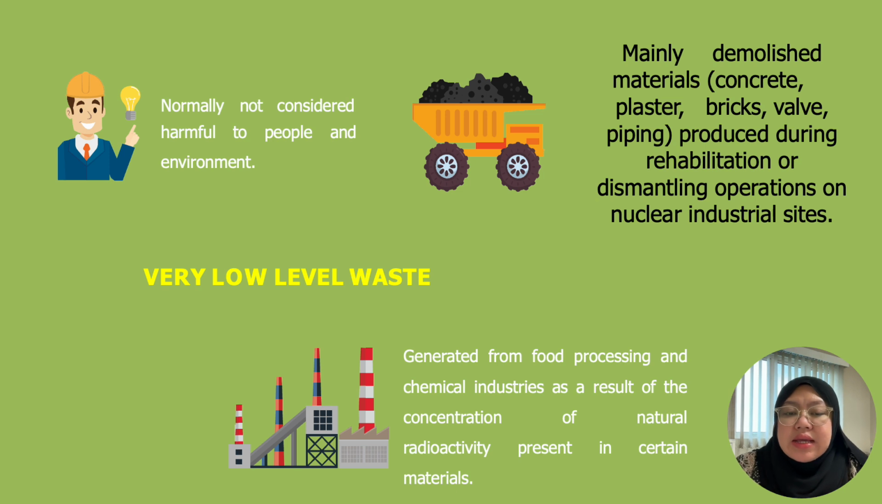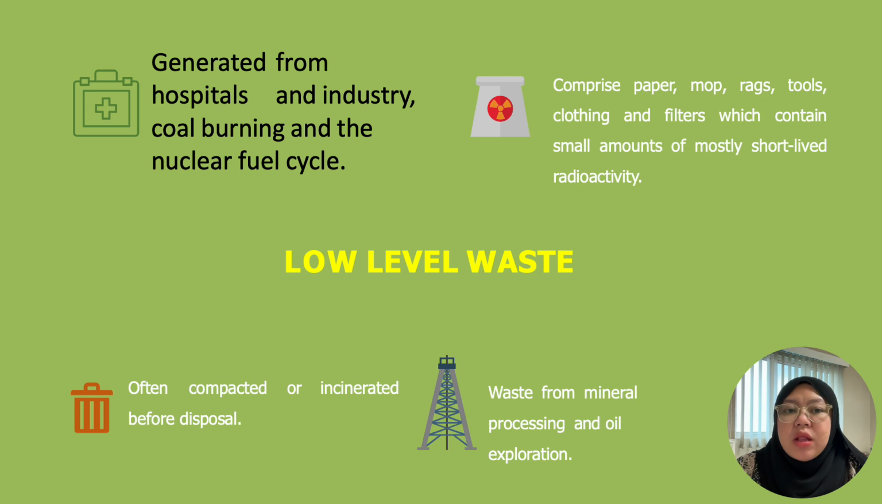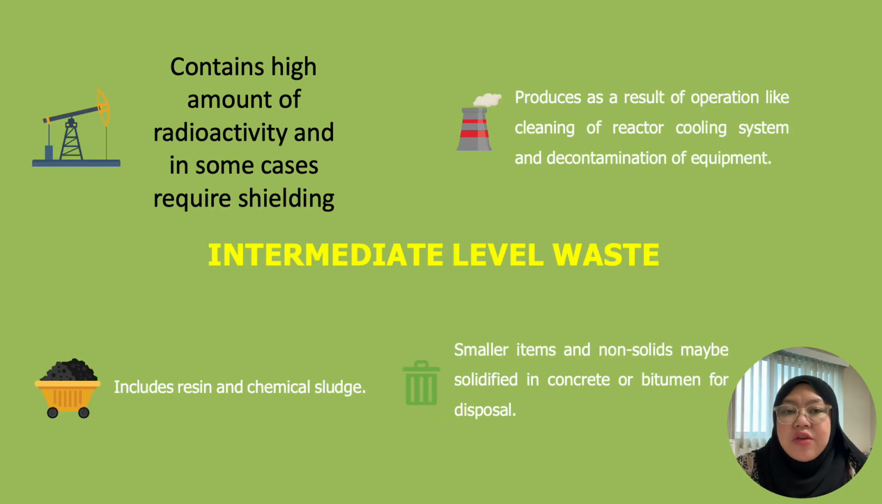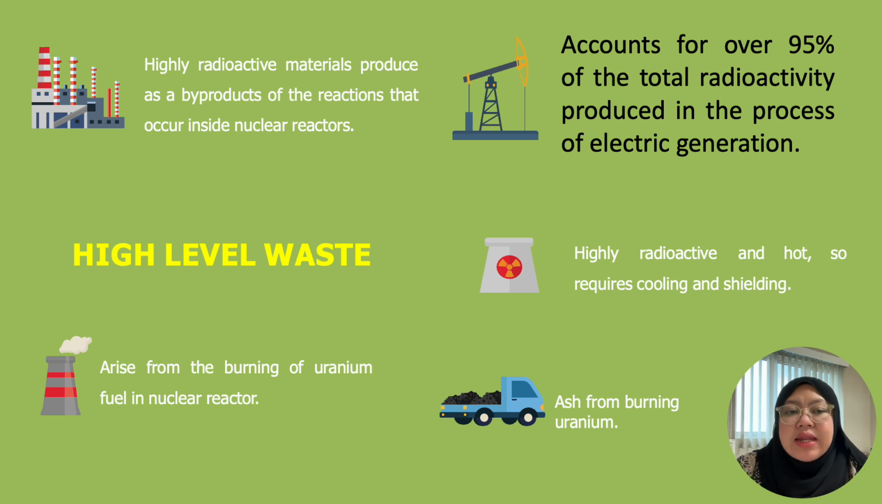Very low level waste has a low level of radiation. Examples are construction debris like concrete and bricks, which are generally not harmful. The second type is low level waste. Examples are gloves, tools, and filters from hospitals and industry. They are often incinerated or compacted. The third type is intermediate level waste. This includes sludge and reactor decontamination waste, which require shielding. And the last one is high level waste, which is extremely radioactive and mainly from spent nuclear fuel, which needs to be cooled and needs heavy shielding.